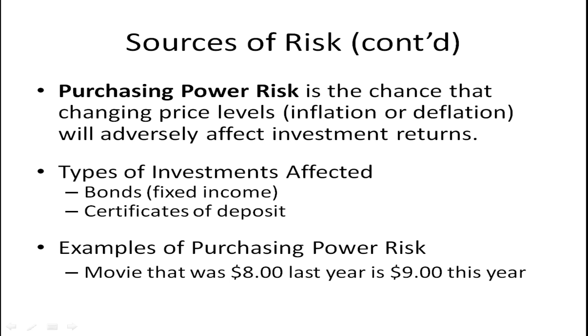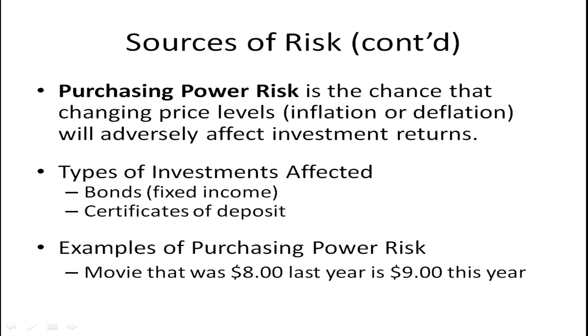Items like bonds and certificates of deposit that pay fixed amounts tend to be affected a lot. You're getting a 5% return, and that's okay on your bond if the inflation rate is 2 or 3%. But if prices are going up 6 or 7% and you're only getting 5%, you'll actually be worse off, even though you'll have more dollars in your pocket.